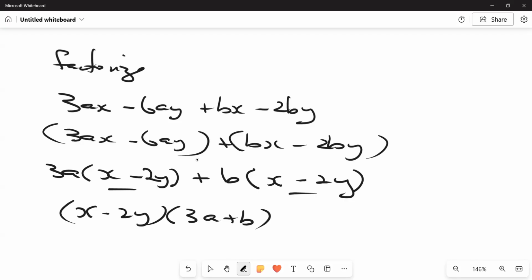So we choose to group these two together and these two together, right? So that's how we did it. All we did was insert a bracket there and there, and insert a bracket there and there, right?